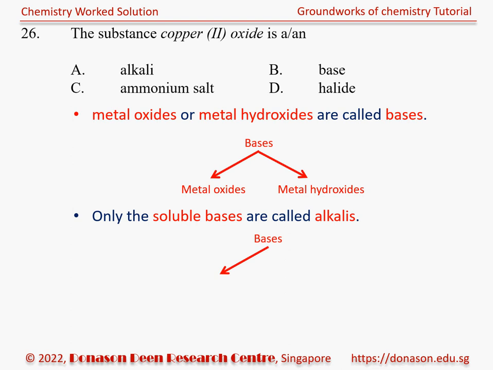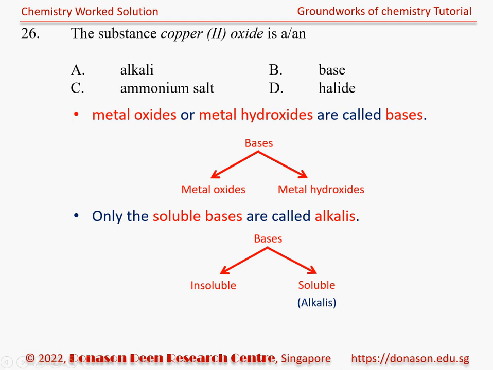Of course, there are a couple of options, A and B. Option A says it could be an alkali, option B says it's a base. We know for a fact that option C and D cannot be the case, because for it to be an ammonium salt, it must start with the word ammonium. Since copper 2 oxide does not start with the word ammonium, it's not possible for it to be option C. And neither is it an ion of a group 7 element, so it's not a halide.